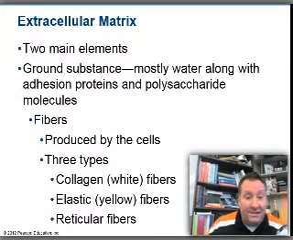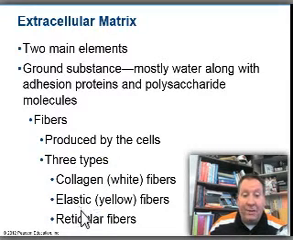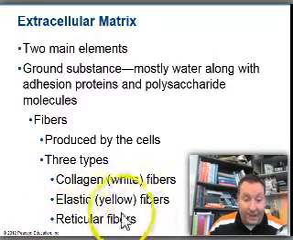Also with the ground substances, we have fibers, and these fibers are going to be produced by the cells, and they're going to throw out what they're producing into the extracellular matrix. There's three basic types of fibers that we have. We have collagen fibers that provide strength. We have elastic fibers that are going to provide stretchability. And then we have reticular fibers that are going to provide structure as well.